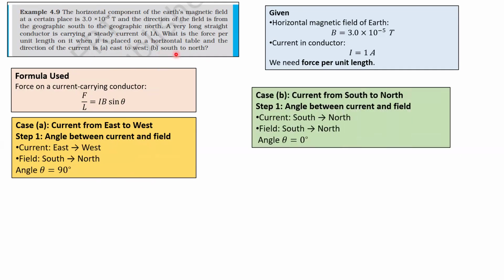In the second case, current is from south to north. Magnetic field is also from south to north, meaning both are in the same direction. Therefore, in the second case, theta equals 0. Okay, we'll proceed.